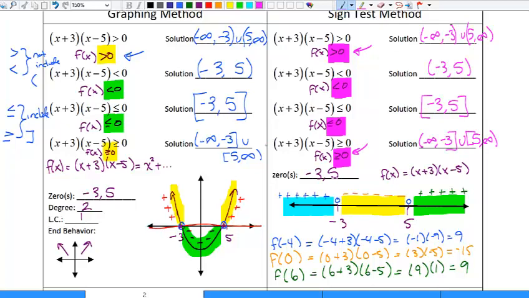Notice that the solutions are the same whether we used the graphing method or the sign test method. You do not need to do both. I really just want you to do one, but in this video I really need to show you both so that you can get the gist of both and pick your favorite.